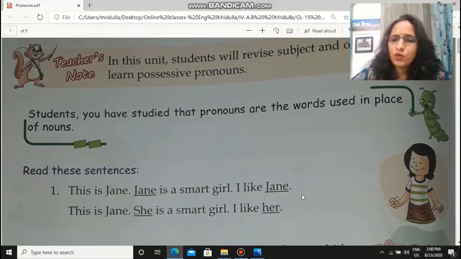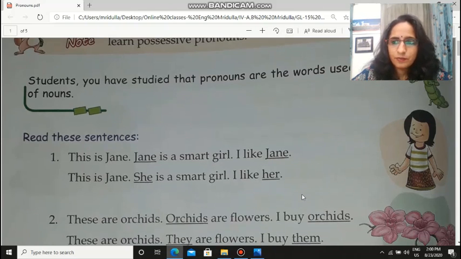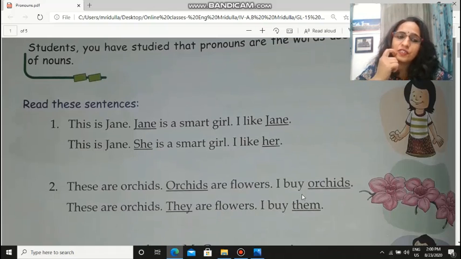Okay, so you all know what a pronoun is, right? Pronouns are the words that are used in place of nouns. You've been learning this from second standard, so it isn't a big deal, right? So let's read these sentences before we go ahead. This is Jane. Jane is a smart girl. I like Jane. This is Jane. She is a smart girl. I like her. So now in this sentence, what have they done? They've changed the name of the noun and used a pronoun instead. And since Jane is a girl, she's a smart girl, right? So you've used she and her.